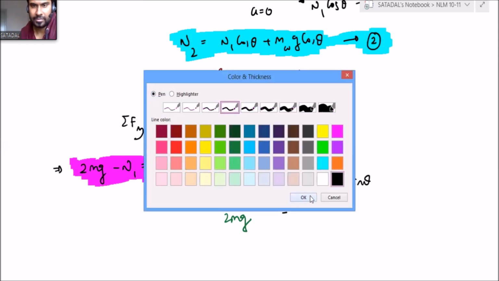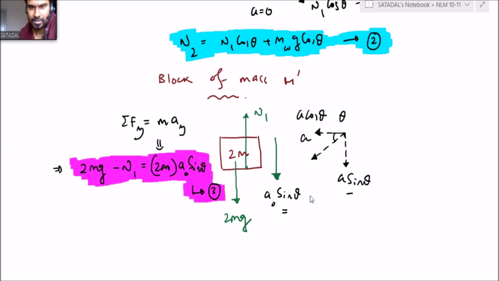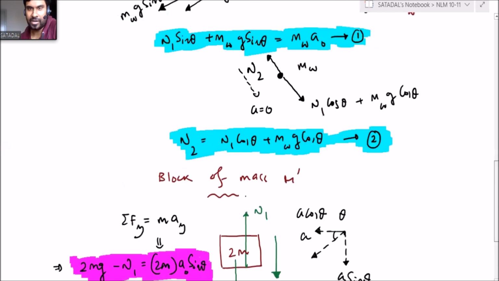Akash: So the direction of AB is downwards and A naught sin theta is also downwards, sir. So why are we not adding them, sir? AB itself is equal to A naught sin theta only, no?